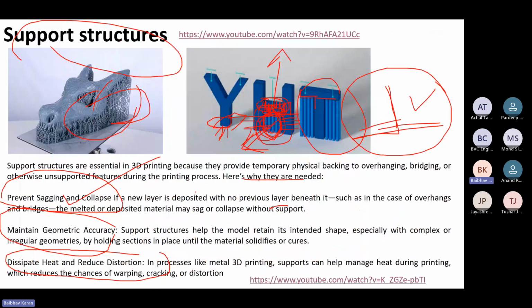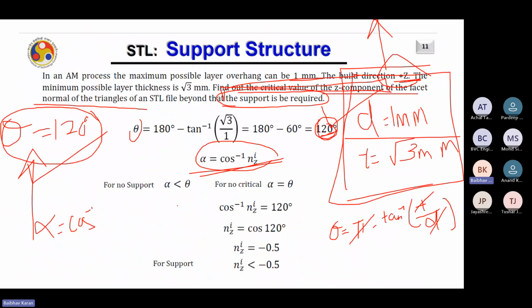Sorry, yeah, this is the Z direction. Just the Z value is there. And for criticality, this will be equal to 120 degrees. So the cos inverse NZ is equal to 120 degree. So NZ equals minus 0.5.